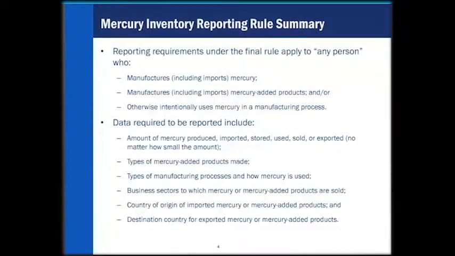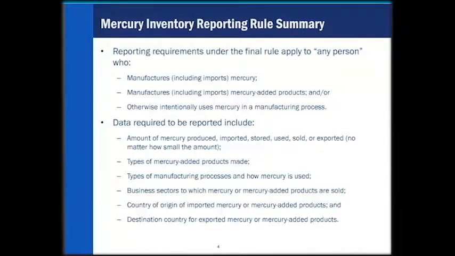I thought I'd mention this. We've received several questions about the amount of mercury to be reported, so I just want to take a moment to further explain. We interpret the statutory phrase, identify any manufacturing processes or products that intentionally add mercury, as written by Congress, to apply to any amount more than 0 of mercury over the course of the reporting year. So there's no de minimis threshold for this reporting rule.